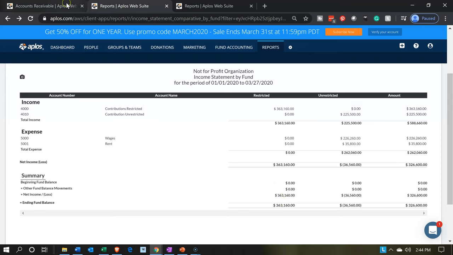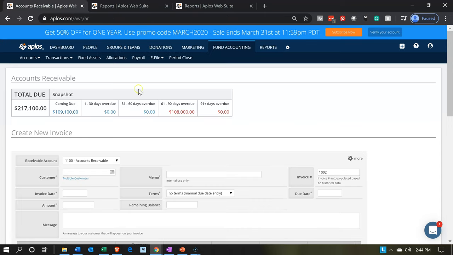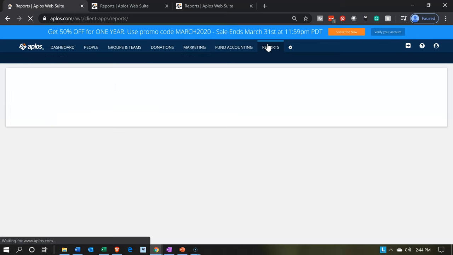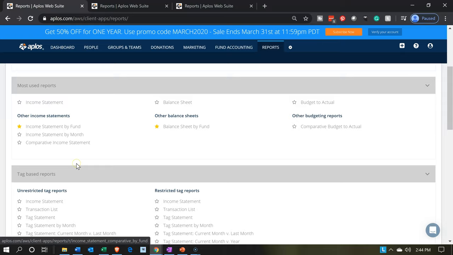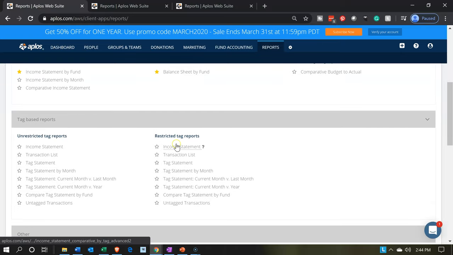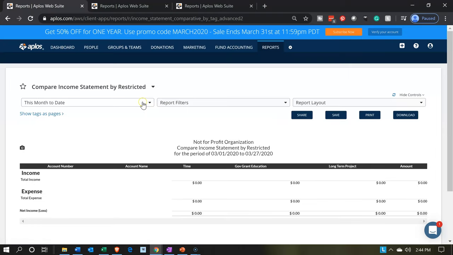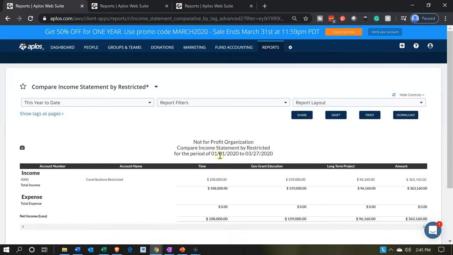And so if we know that, we're going to go back to the first tab and then say, all right, let's run our report for the restricted items by going to the reports on the right. And then we're going to scroll down to the tags, and we want the restricted income statement, or the income statement that's under the restricted tags report section. And then I'm going to be running this for the year to date. So there we have that.